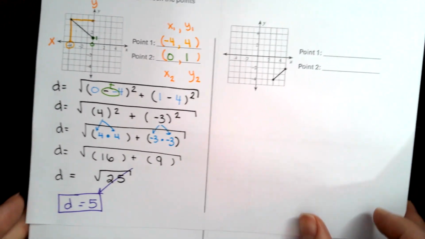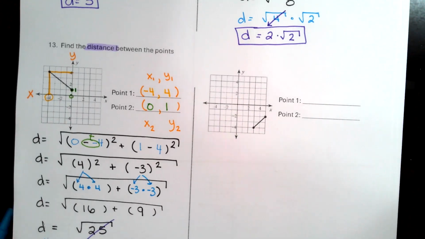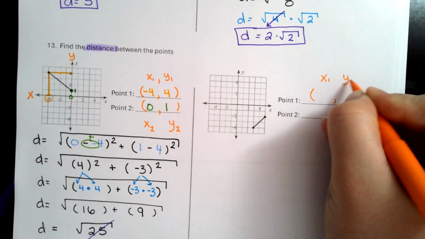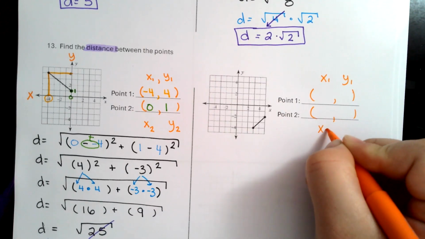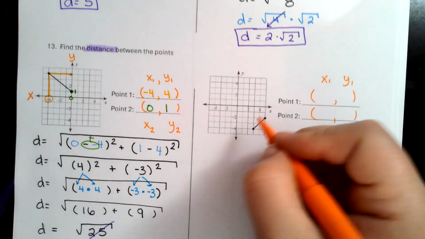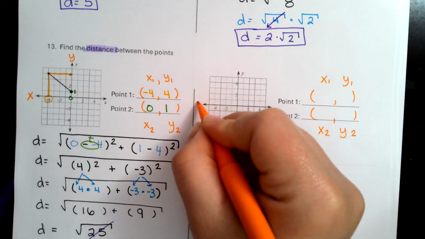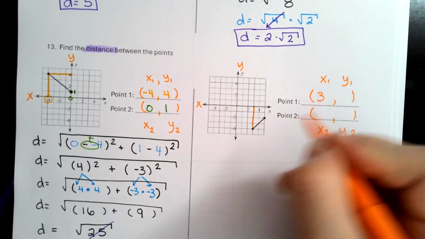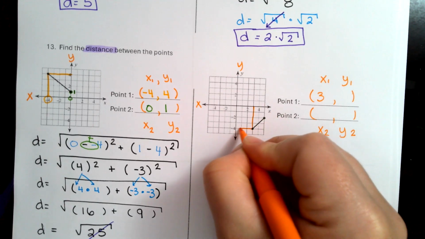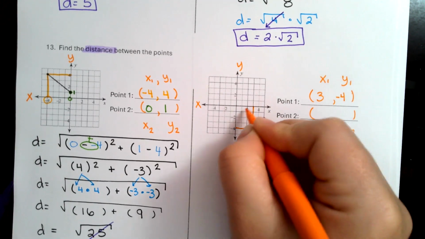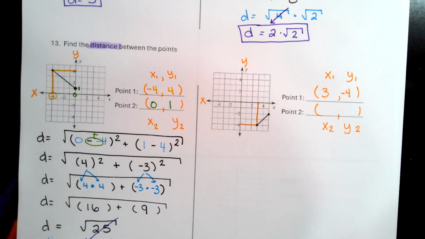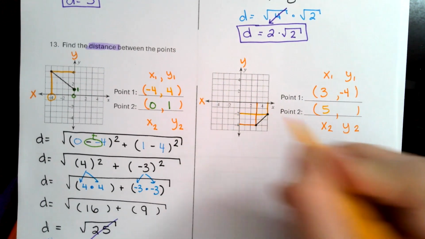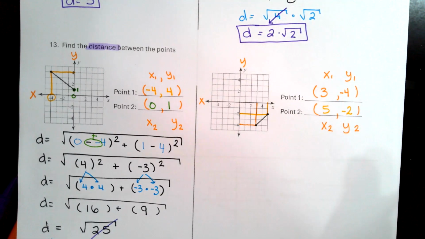All right, let's do it again. Let's find point 1 and let's find point 2. So we get x1, y1. We get x2, y2. All right, so for the first point, again, always start with your x and then your y. So for your x, we have a +3. And for the y, here we have a -4. So 3, -4. And for the other one, we have 5 positive, -2 negative. Sorry, -2 for your y2.